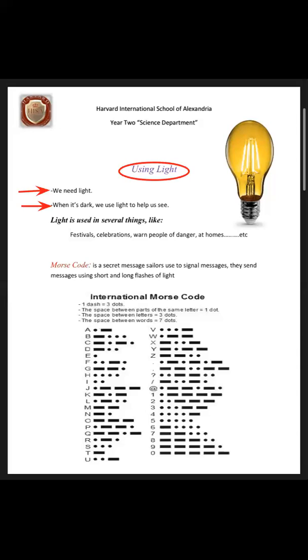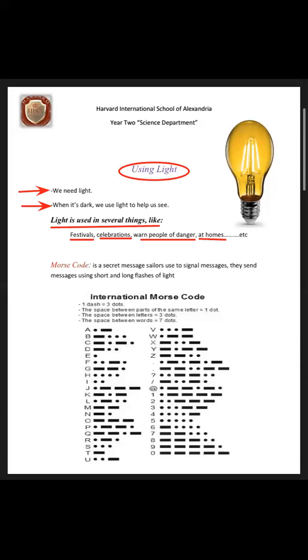Light is used in several things. These are some examples the light is used in: festivals, celebrations, warning people of danger, and of course, in our homes. Usually at night, the lights are on everywhere.